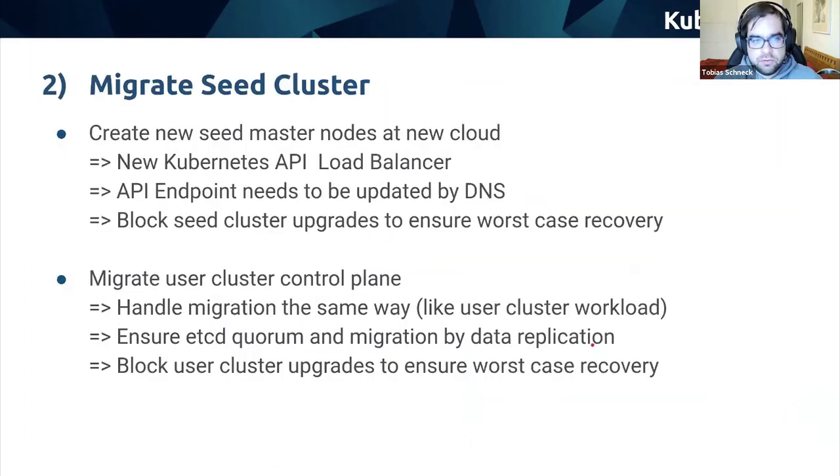So how do we migrate the seed clusters? First, we create new master nodes for the seed masters. That means we create new nodes, put a new Kubernetes API load balancer on it, and update the API endpoints, because these API endpoints are stable in the Kubernetes cluster. And then we block the seed cluster for upgrades, so that we don't trigger anything unexpected during this migration. And then we migrate the user control planes in the same way as we migrated the workload of the user clusters. So we move the etcds to the new cloud, using etcd quorum for data migration. And for sure, we should have backups and recovery for all the components.